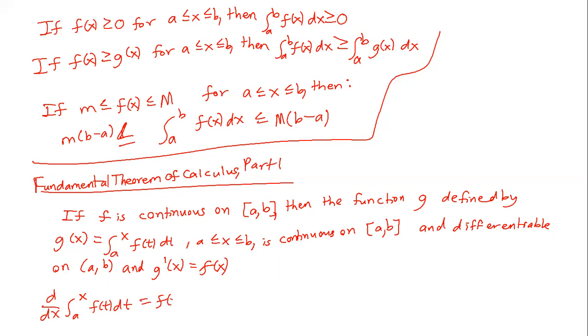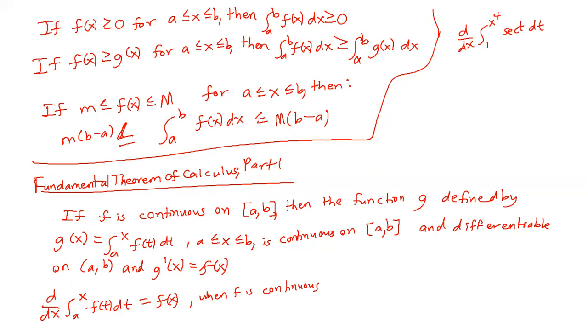Part 1. So because that's what we called it. So it says if f is continuous on [a, b], then the function g defined by g of x equals the integral from a to x of f of t dt, for a less than or equal to x less than or equal to b, is continuous on [a, b] and differentiable on (a, b), and g prime of x is equal to f of x.